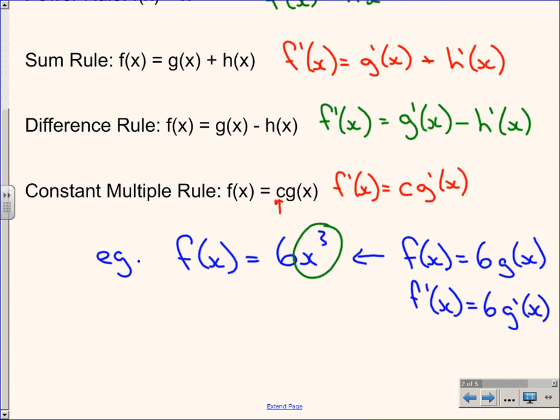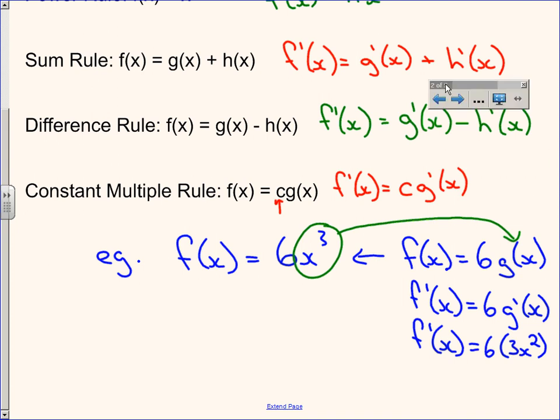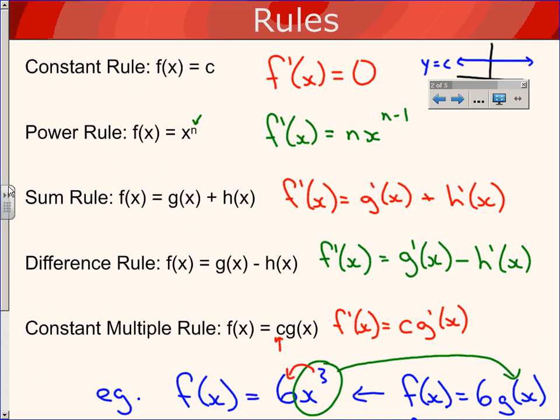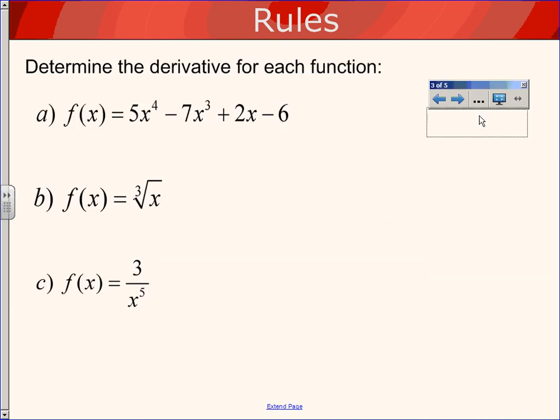G of x, I should say, was just this x cubed, right? So our derivative is 6 times the derivative of x cubed, which is 3x squared. And now you can see what actually happens. That 6 and the 3 get multiplied to get you the 18x squared. Now, we do that in one step, right? We would have gone back here, and you would have just multiplied the 6 and the 3 right away and decreased the exponent by 1. But really what we've done then is we've used that constant multiple rule and the power rule and put those together to get those derivatives.